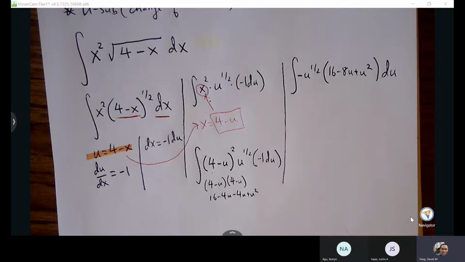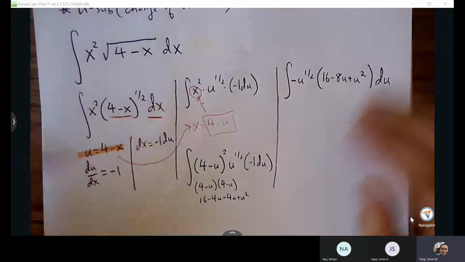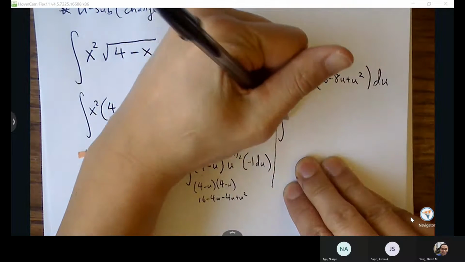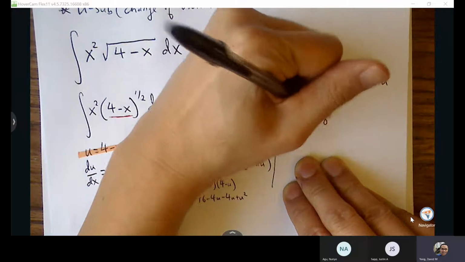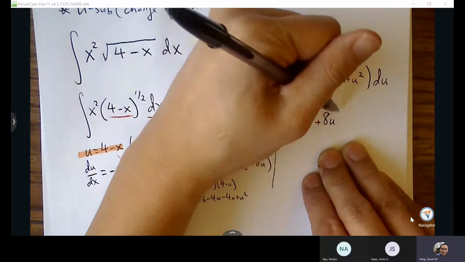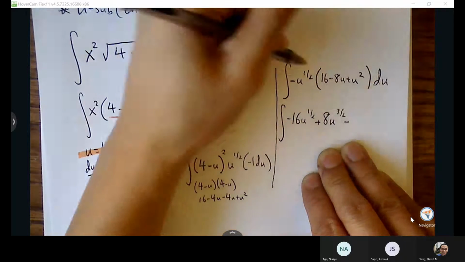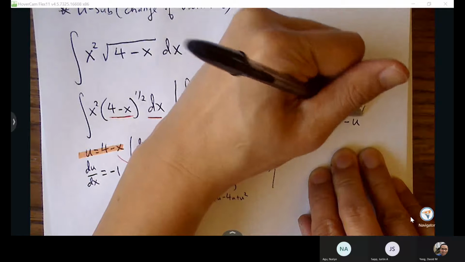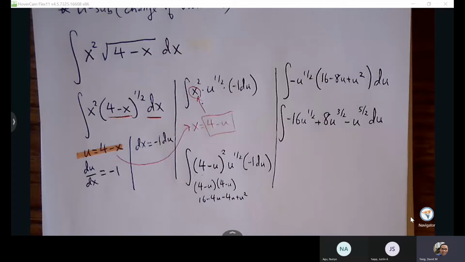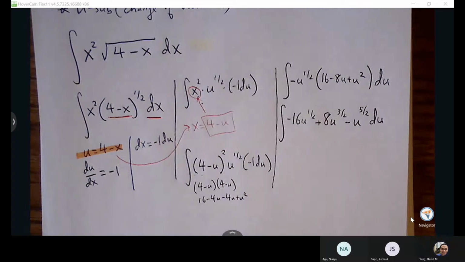Okay, we're almost there. Distribute one more time, and we should have everything nice and clean for power rule. Add exponents. 1/2 plus 1 is 3/2. Add exponents again. 1/2 plus 2 is 5/2. Okay, so now ready for power rule, okay?